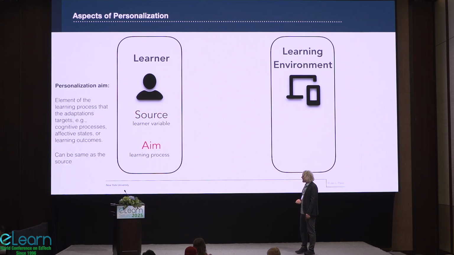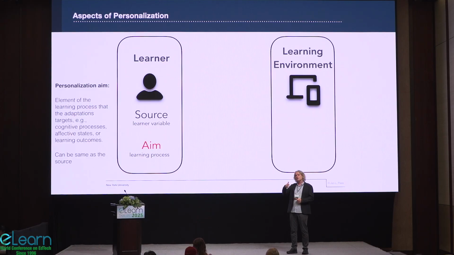Then I have a learning aim. An aim in the learning process, that's a personalization aim. Something I want to change. That's the element of the learning process that the adaptation targets. Right? For instance, cognitive processes, affective processes, learning outcomes. That can be the same thing as the source.